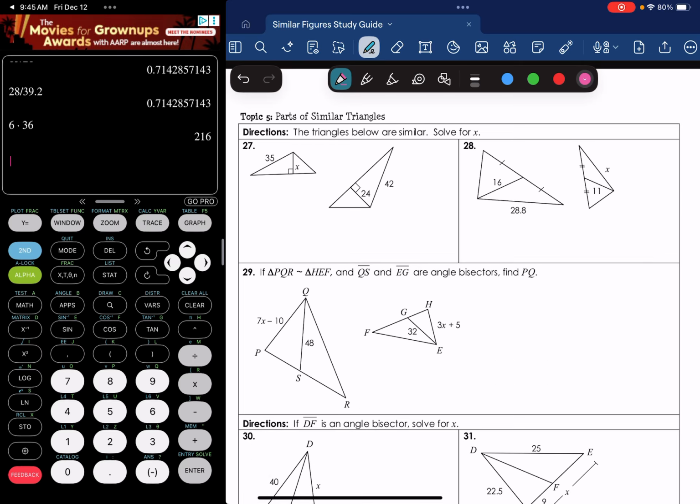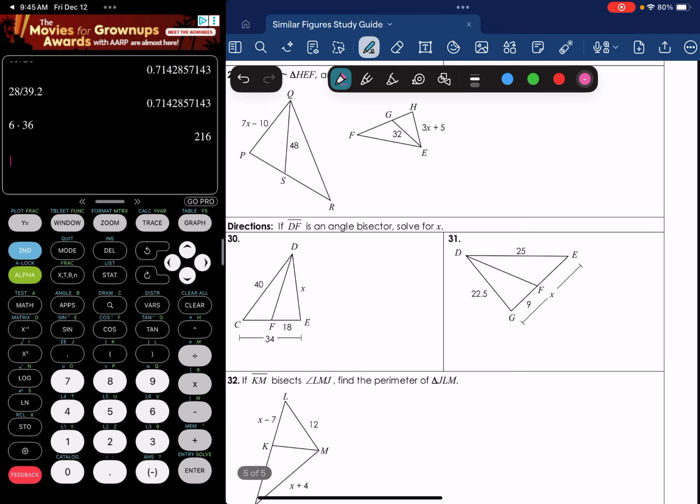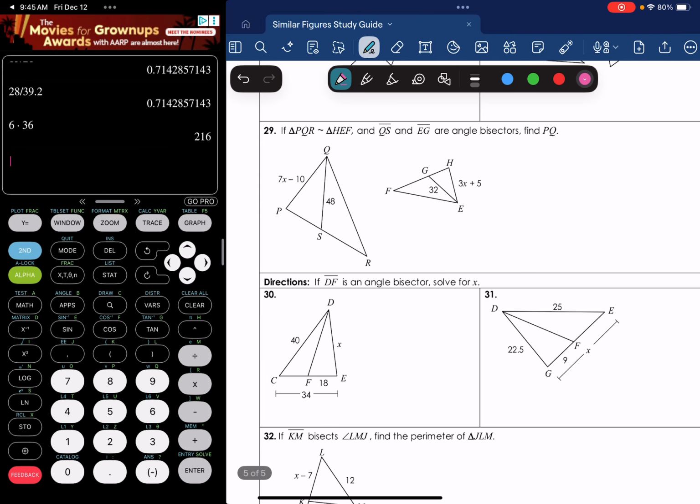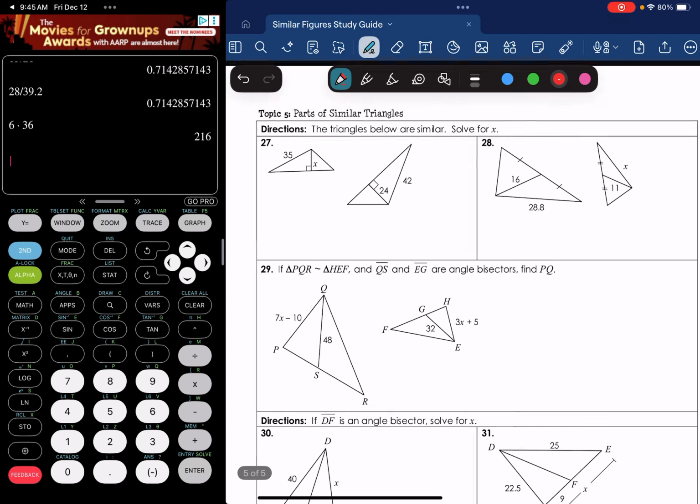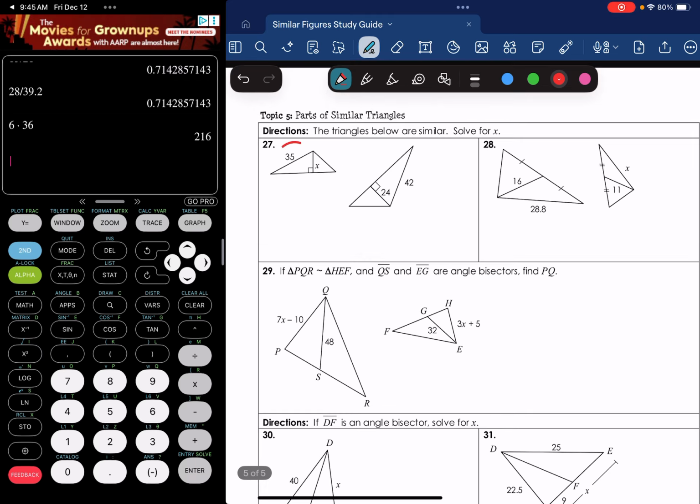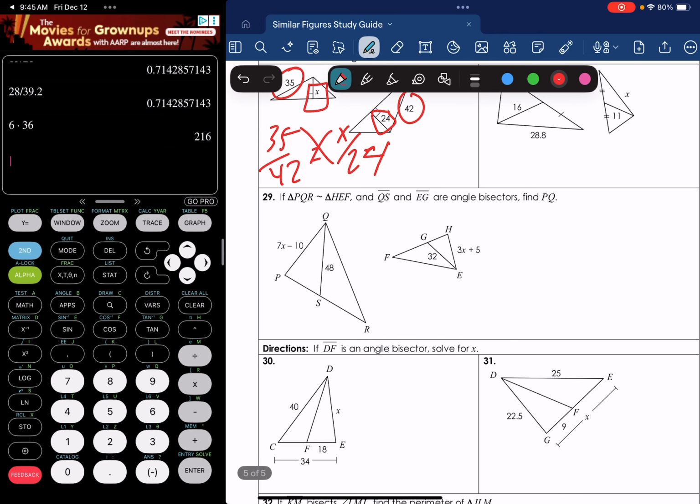Problem 27 through 32. These are the problems from section 7.5. And all you have to do is set up proportions and solve. So 35 corresponds to 42. So that'd be one fraction. And then you got x with 24. Cross multiply, divide, and you'll be done. Do the same thing on 28. Do the same thing on 29.